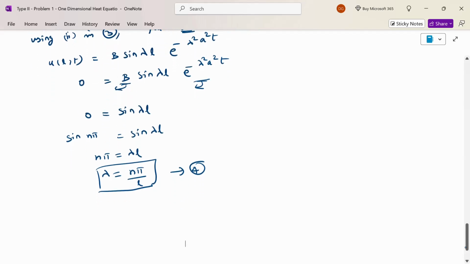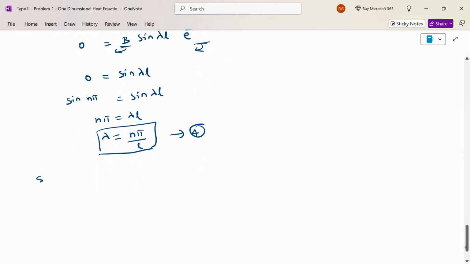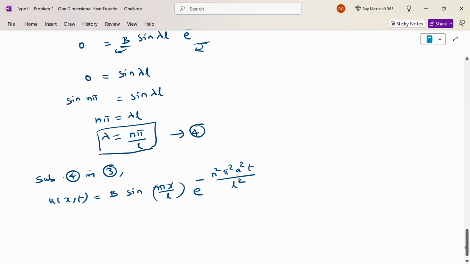Substitute the fourth equation into the third equation. So U of x comma t equal to b sin n pi x by L e power minus lambda square, which is n square pi square a square t by L square.